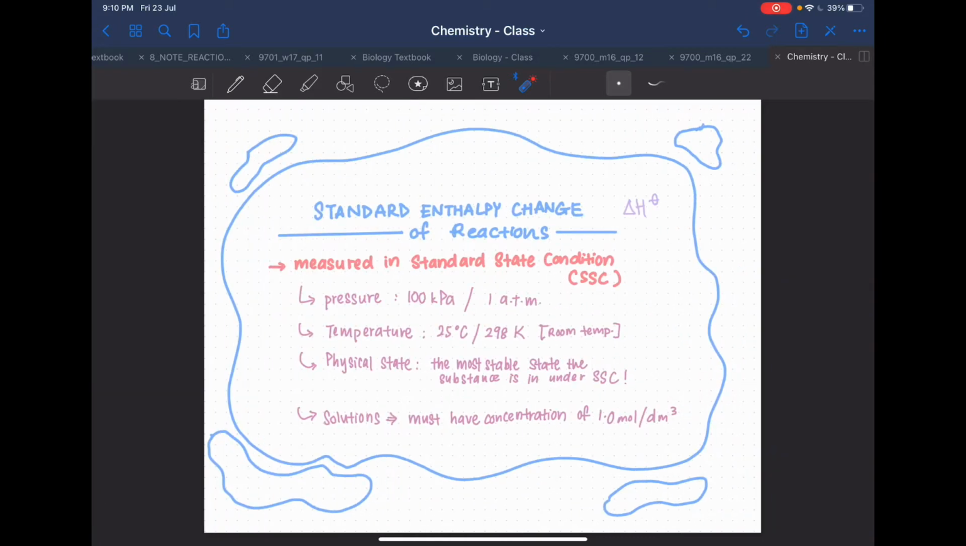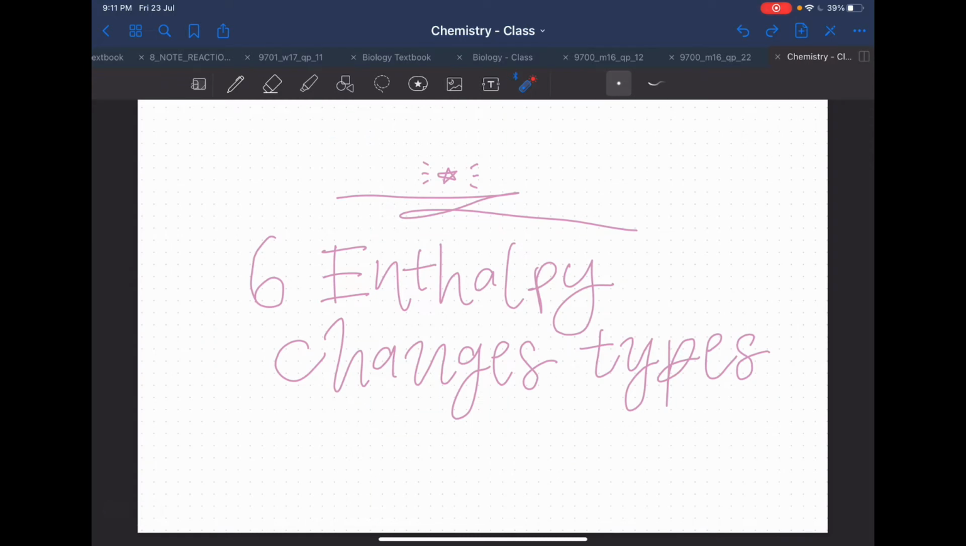Next is standard enthalpy change of reactions. Standard means that when measuring them, we are under standard state conditions, which means a pressure of 100 kilopascals or 1 atmosphere. It is at room temperature, which is 25 degrees Celsius or 298 kelvins. The reactants are in the physical state that is the most stable under standard state conditions, and solutions under standard state conditions must have concentrations of 1 mole per dm cubed. Next, 6 types of enthalpy changes are in our syllabus, and I will go through them one by one.